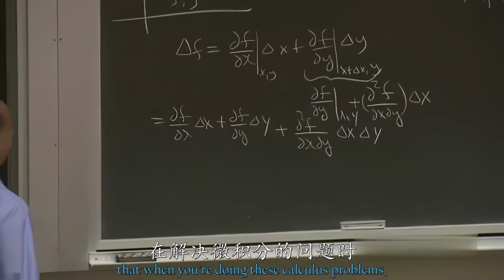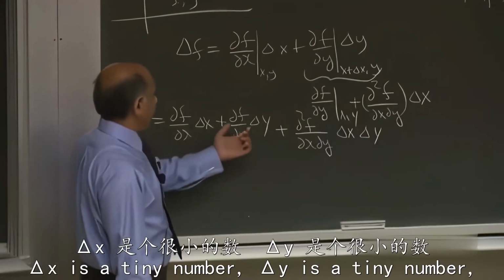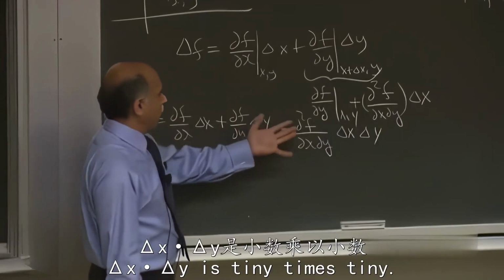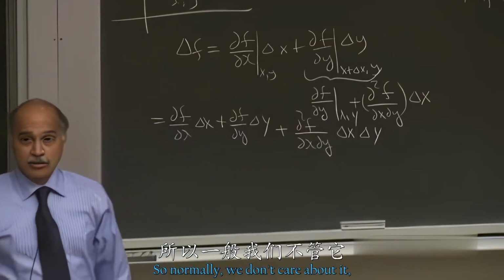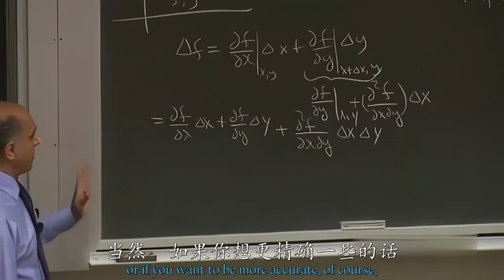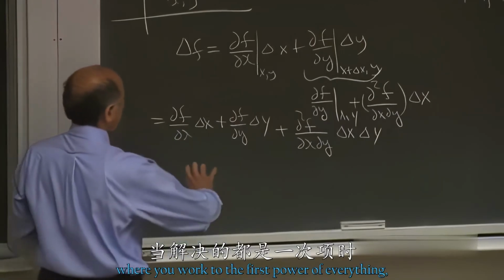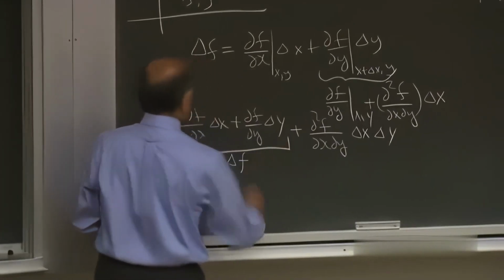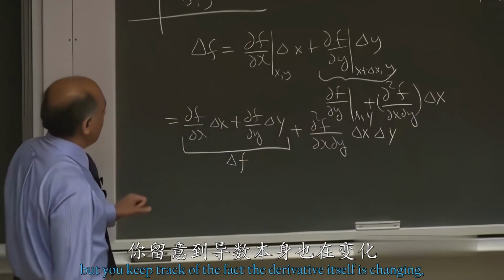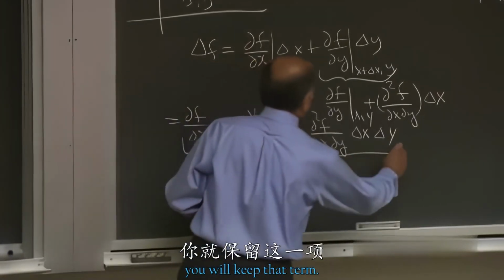Now, you got to realize that when you're doing these calculus problems, delta x is a tiny number, delta y is a tiny number. Delta x, delta y is tiny times tiny. So normally, we don't care about it. If you want to be more accurate, of course, you should keep that term. So in the first approximation, where you work to the first power of everything, this will be your delta f. But if you're a little more ambitious, where you keep track of the fact that the derivative itself is changing, you will keep that term.